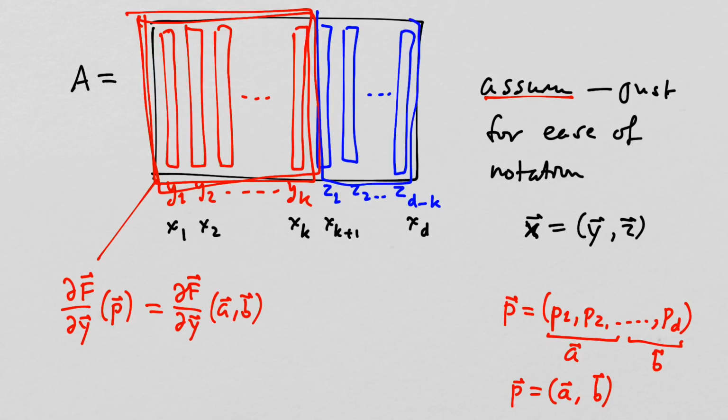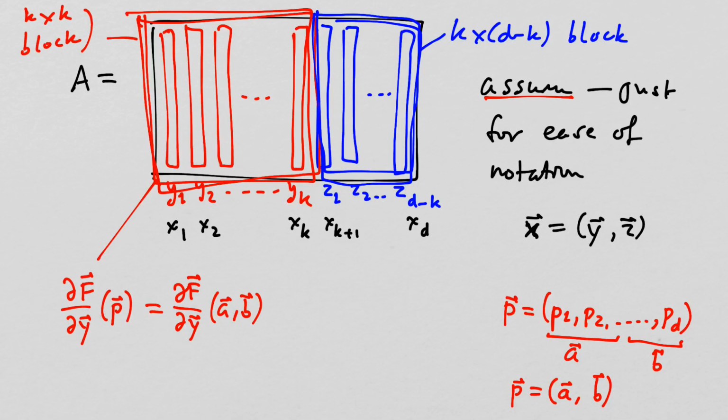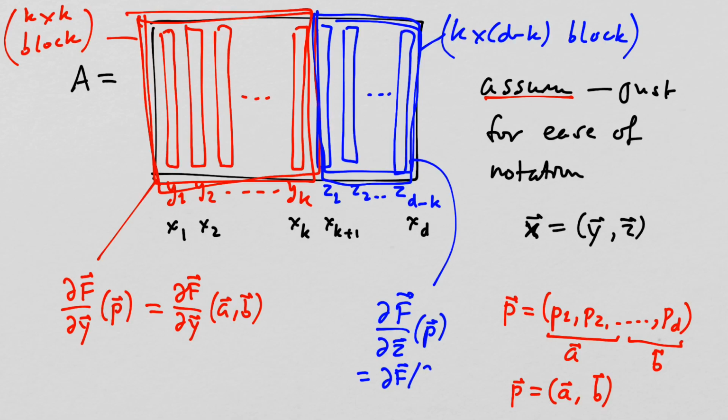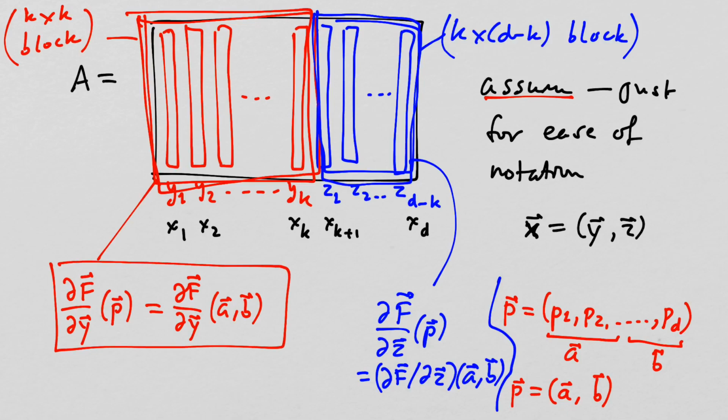The other block, this k by d minus k block, yeah, that other block is also a partial Jacobian. It was the partial Jacobian of f with respect to the z variables, evaluated also at the point P, or at the concatenation. Now, what do I know about this? Well, I know that these are exactly the linearly independent columns. These were exactly the k linearly independent columns of the matrix A.